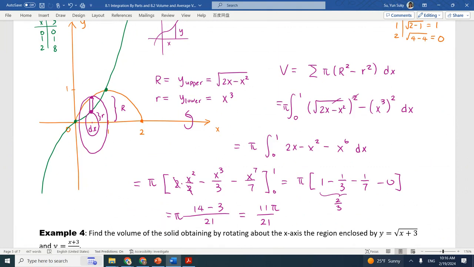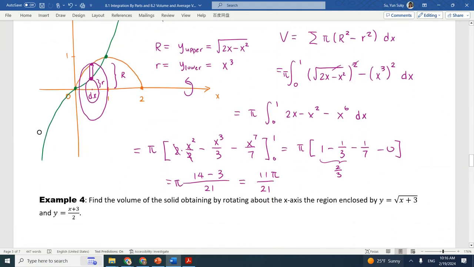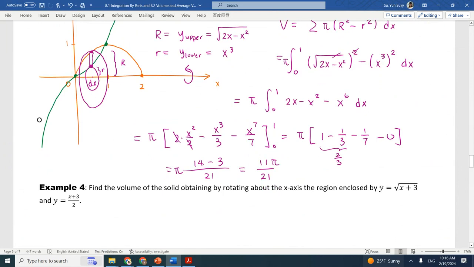So far, so good, everybody? Follow the steps. Draw the picture, plot some integer points, and find the intersection. And that's our final answer: 11 pi over 21. Yes, this is the volume of the solid. It's not the intersection, it's the whole volume of the solid of rotation. Exactly. Good. Now let's see example 4.